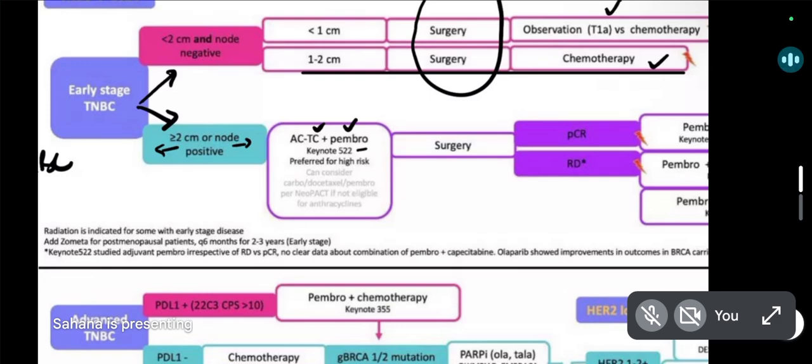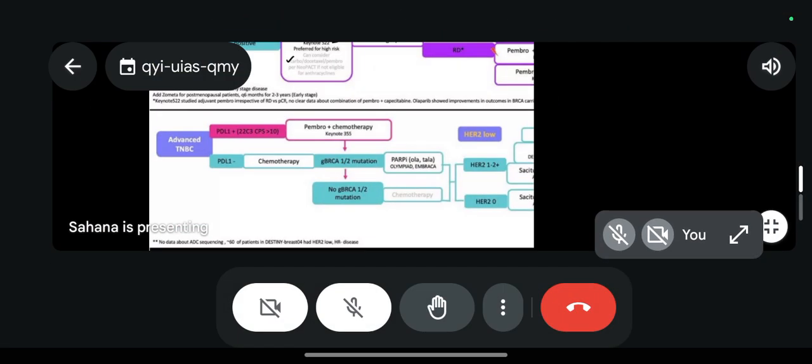Here you consider to give anthracycline followed by taxane regimen. Carboplatin addition has got benefits in PCR and overall survival also. Docetaxel as per Neopact, okay, can consider.